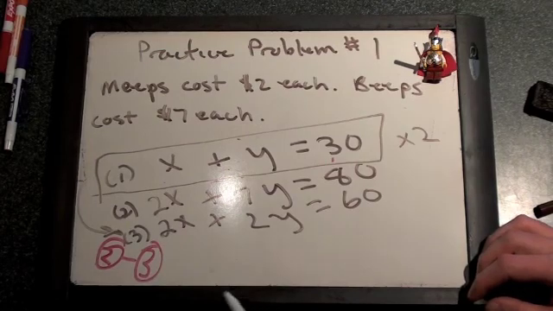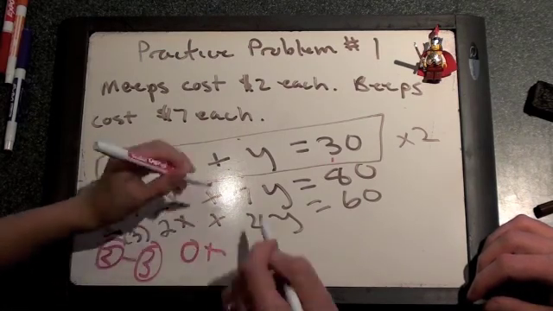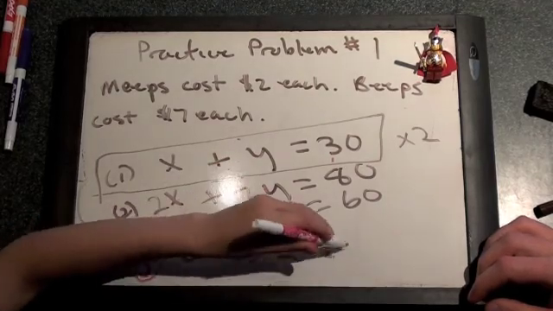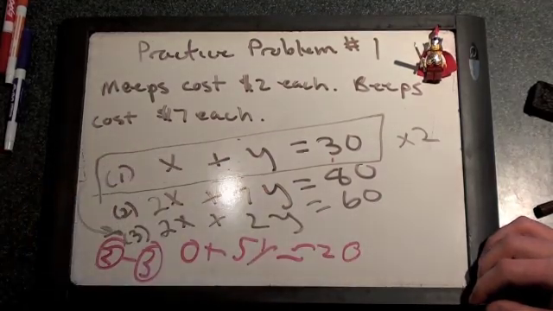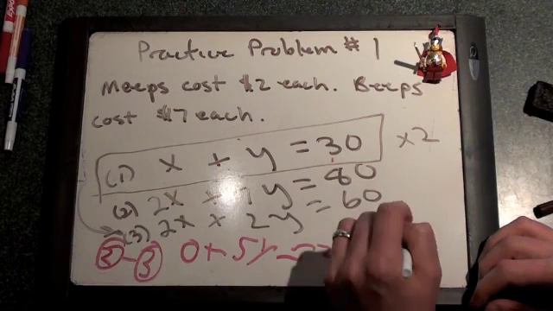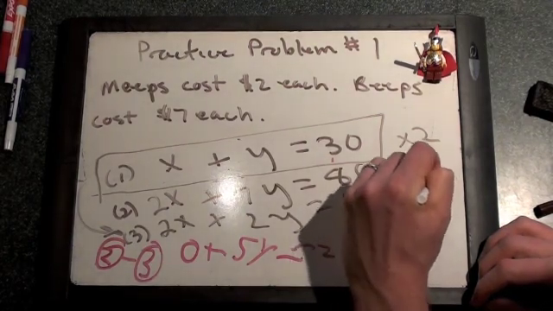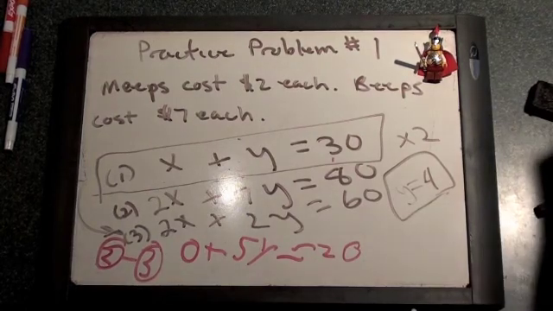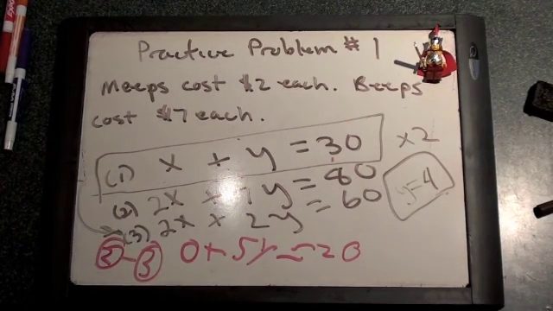2x minus 2x is 0. What's plus 7y minus 2y? 5y, and it equals 20. So if 5y equals 20, what does y equal? 4. So the beeps, we had 4 beeps. And how many meeps? That means you had 26 meeps.